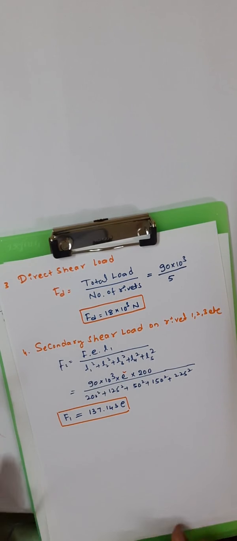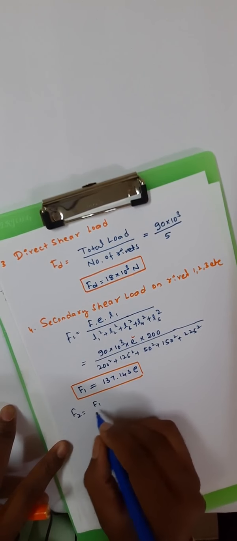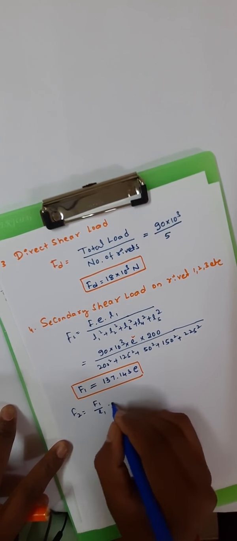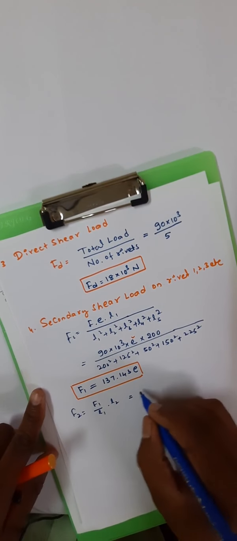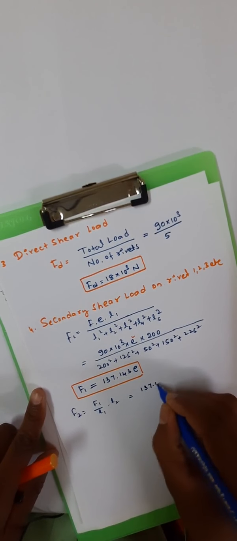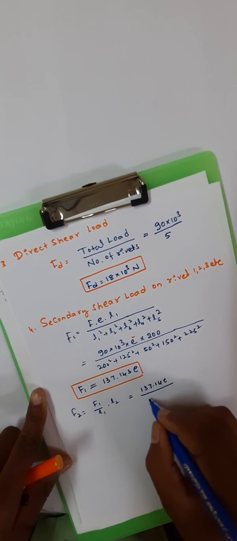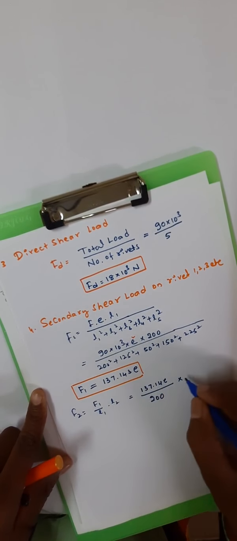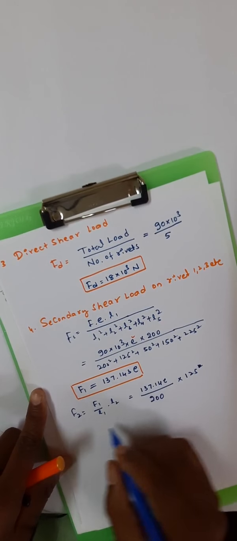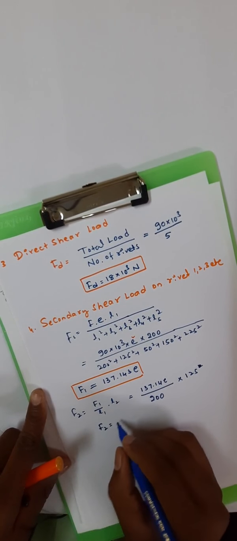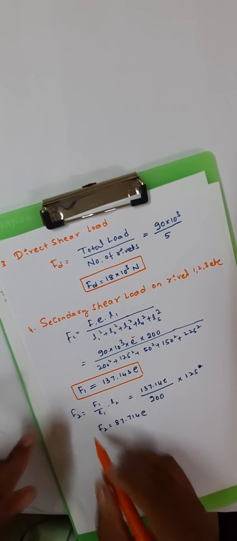Now you can see here F2 is equal to F1 by L1 into L2. I have directly written it here. Now if we substitute, F1 is 137.143 E divided by L1, 200, into L2, 125. If you simplify this, F2 we will get 87.714 E, in terms of E only.